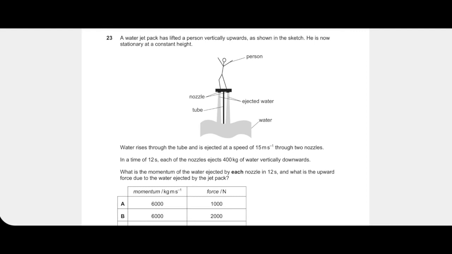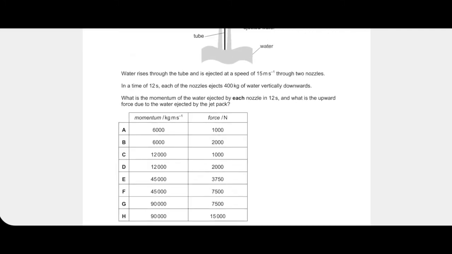Question number 23. A water jet pack has lifted a person vertically upwards, as shown in the sketch. He is now stationary at a constant height. There's a diagram. Water rises through the tube and is ejected at a speed of 15 meters per second through 2 nozzles. In a time of 12 seconds, each nozzle ejects 400 kg of water vertically downwards. What is the momentum of the water ejected by each nozzle in 12 seconds? And what is the upward force due to water ejected by the jet pack?